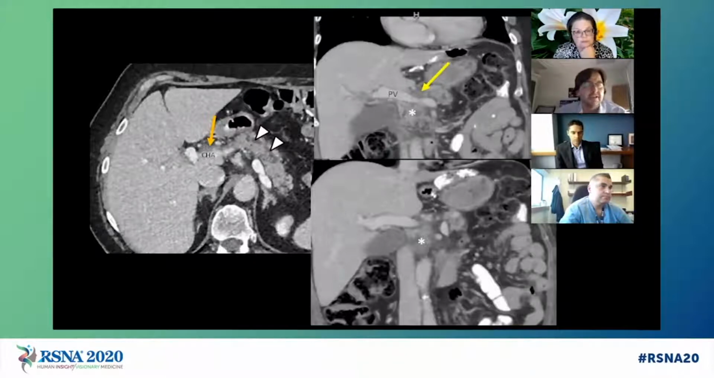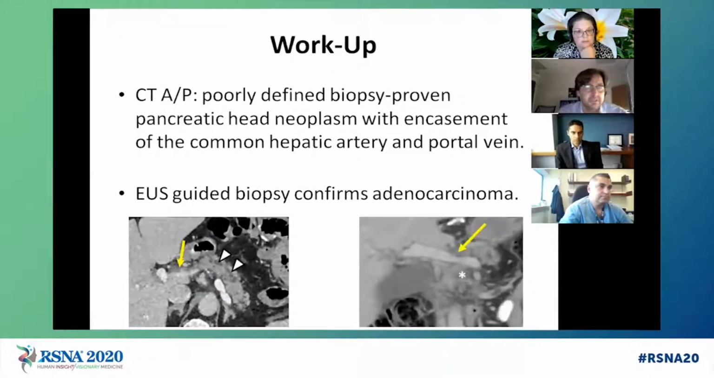Go to the next slide. No, please keep going. For us at our institution, our next step would be to go to EUS for biopsy because the findings are pretty close to almost pathognomonic for a pancreatic ductal adenocarcinoma. Sure enough, the patient had an endoscopic ultrasound-guided biopsy, and that ultimately did confirm an adenocarcinoma.